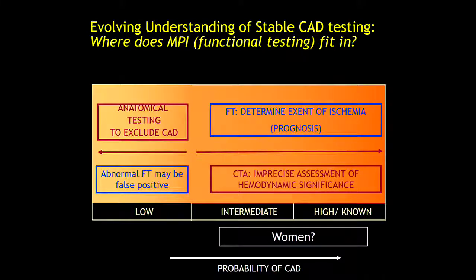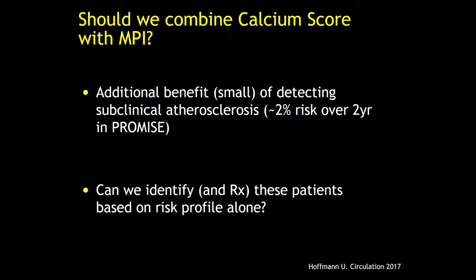Now, we're also beginning to understand the unique characteristics of coronary artery disease in women. And at this point in time, I think there is value in doing a functional test in women, particularly with the idea of identifying ischemia without coronary artery disease, or microvascular disease. And finally, should we combine calcium scoring with MPI?